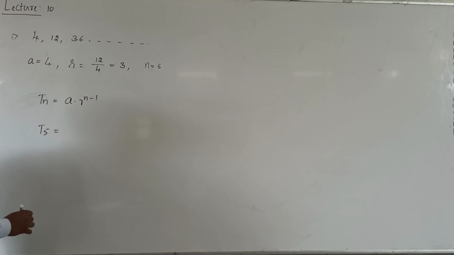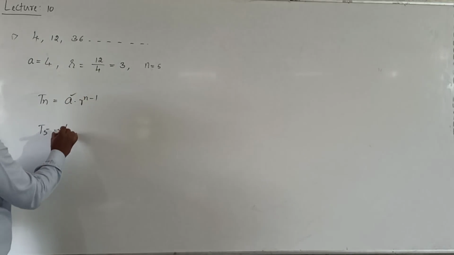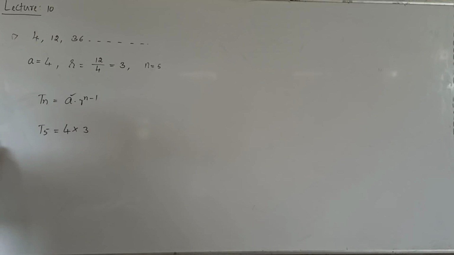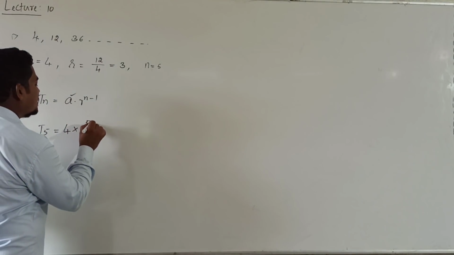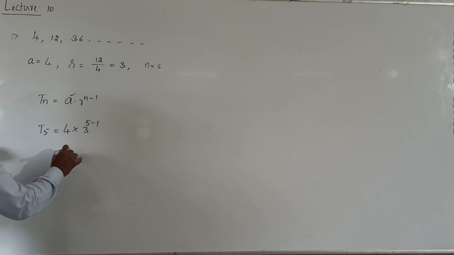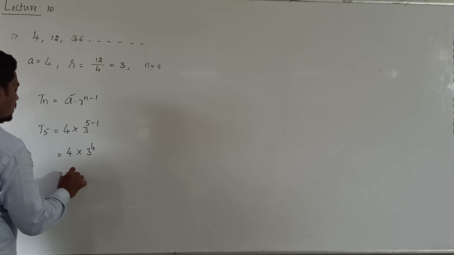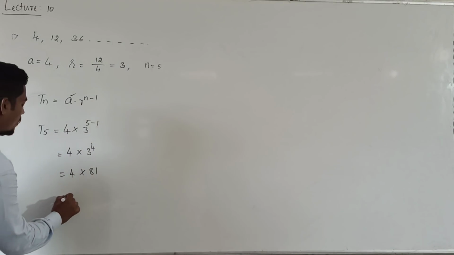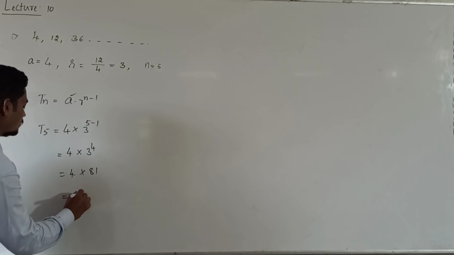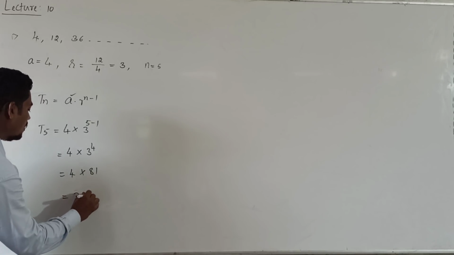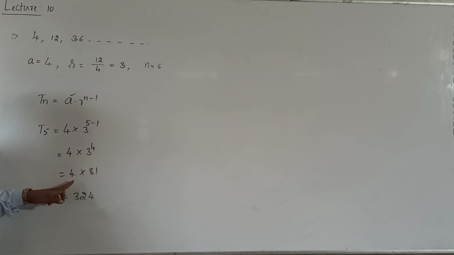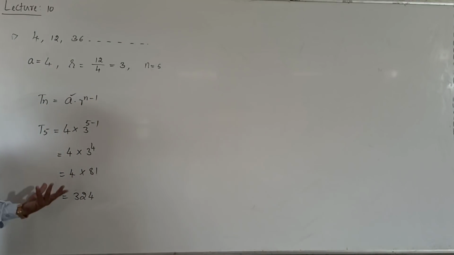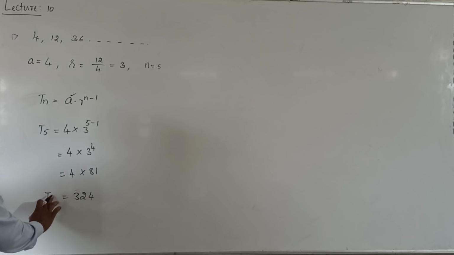Then T5 is equal to A, which is 4, into R, which is 3, whole thing power n minus 1, that is 5 minus 1, so 4 into 3 power 4. 3 power 4 is 81. 81 into 4 is 324. The fifth term of this GP is 324.